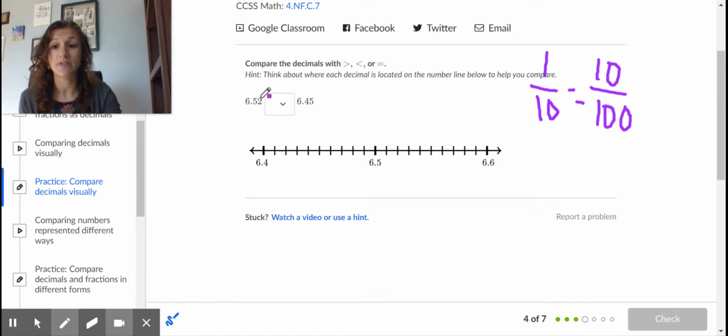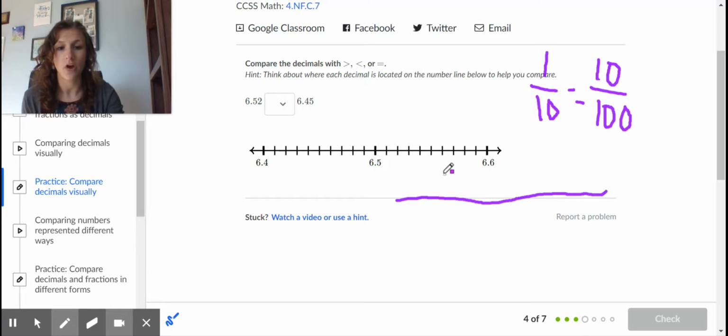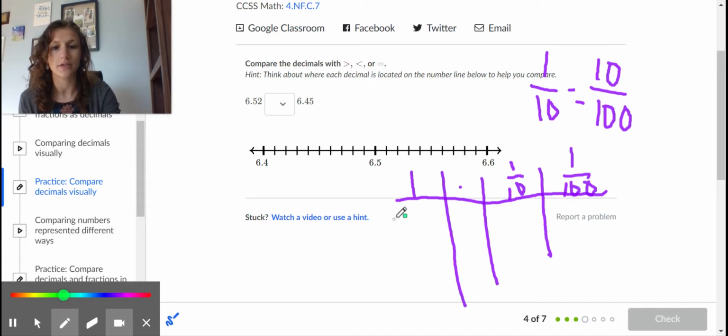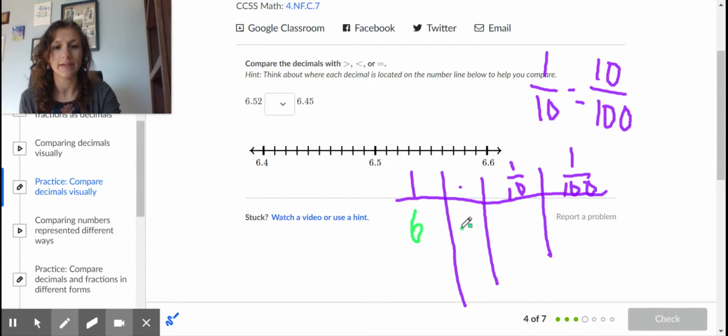Okay, so if I have 6 and 52/100, well, that's 6 and 5/10. Let's go ahead and make a quick little place value chart to help us with this. All right, so I have my ones, I have my tenths, and I have my hundredths. All right, so let's go ahead and fill in our 6 and 52/100. Let me put in a different color just to make it easier for us. All right, so there's my 6 and 52/100. Okay, that means that I have 6, 5/10, and then 2/100. So here is my 6 and 52/100 because I have 200s.